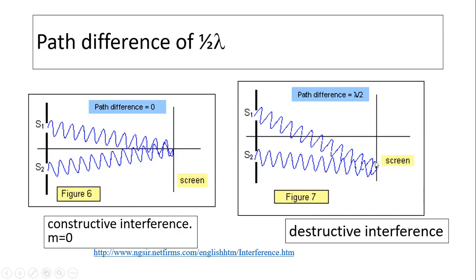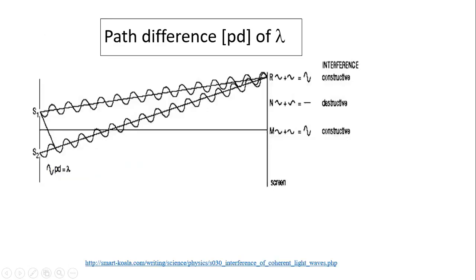Right? So you will also have this crest and trough interfere here at the screen. This one is also trying to express the wave coming from here. If the path difference is lambda, then you'll have constructive interference. Path difference of 0, constructive interference here. Destructive is half a wavelength here.